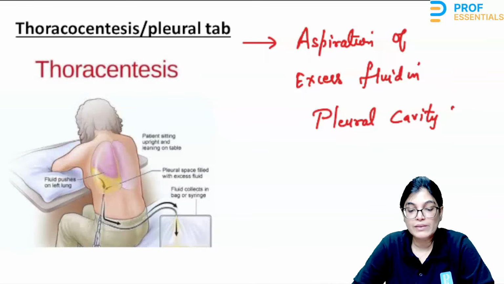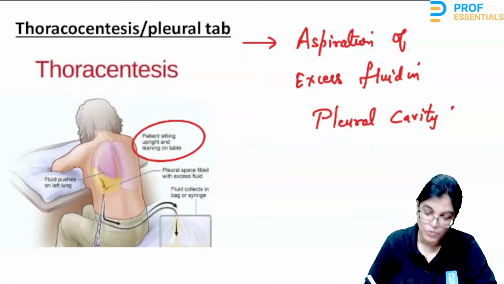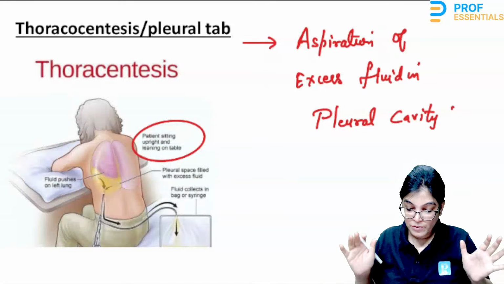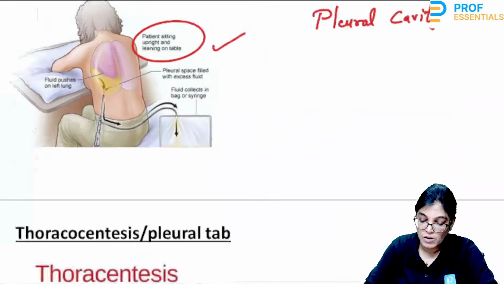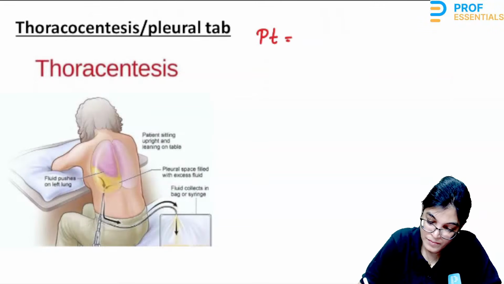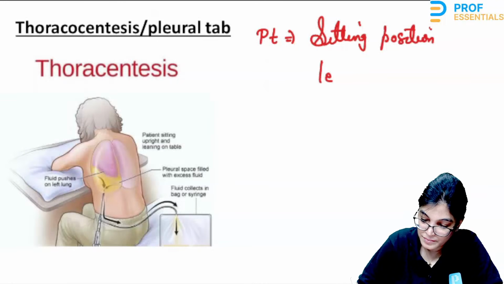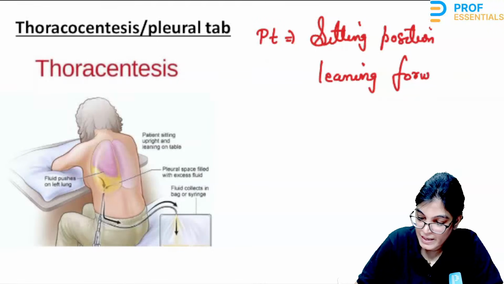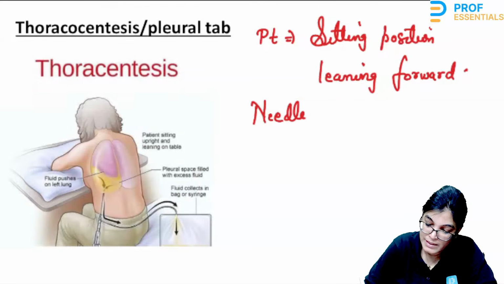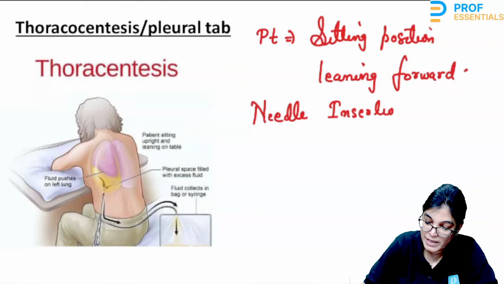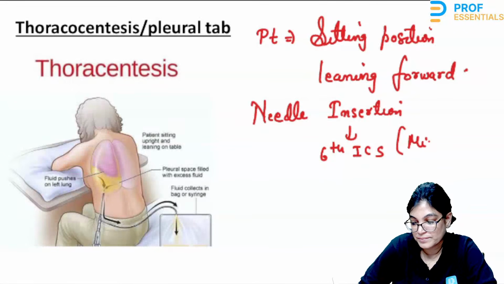Okay, so the patient will be in the sitting position. Can you see the patient is in the sitting position and leaning forward? This is an important position. Generally, needle insertion is done in the 6th intercostal space in the mid axillary line.